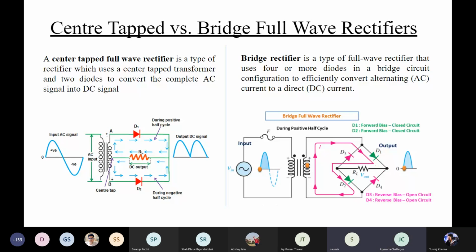Sir, if the number of coils is the same in both, then we will get half of the output voltage in the center tap.